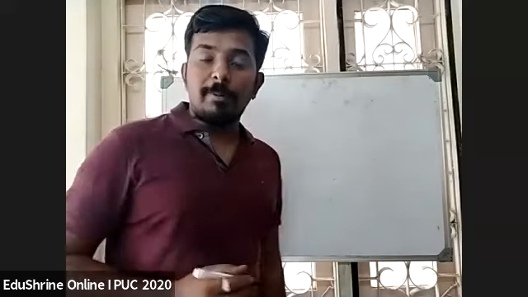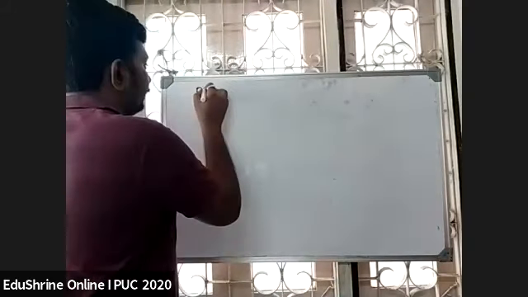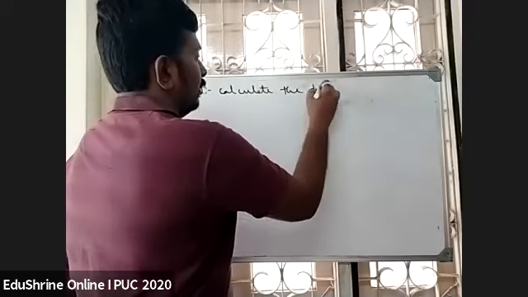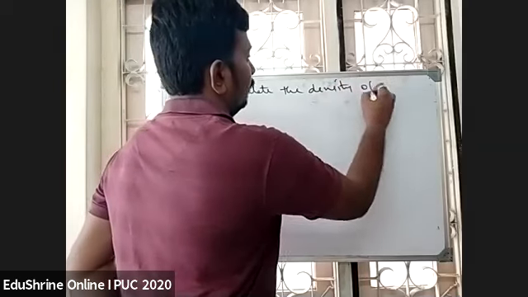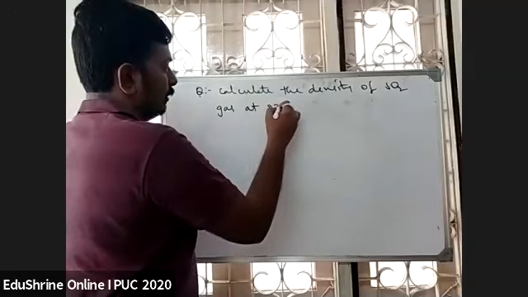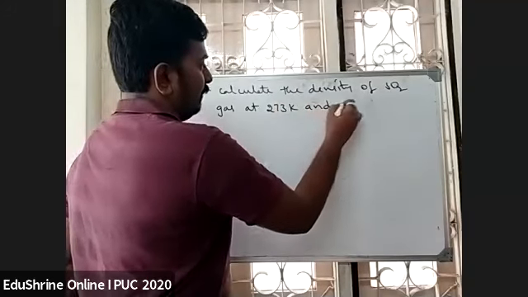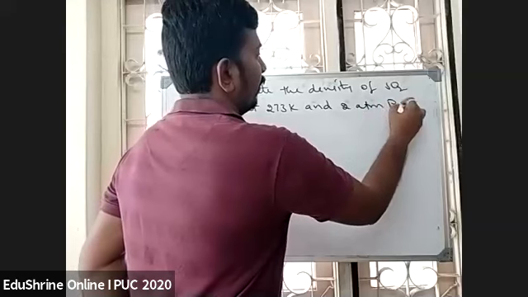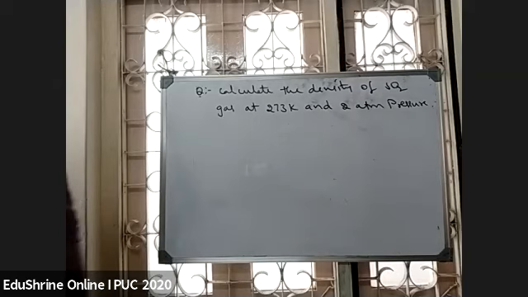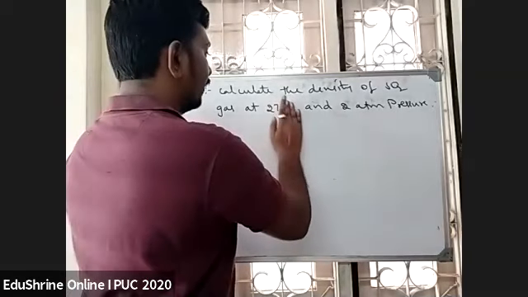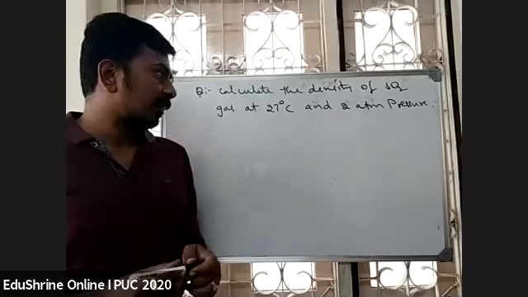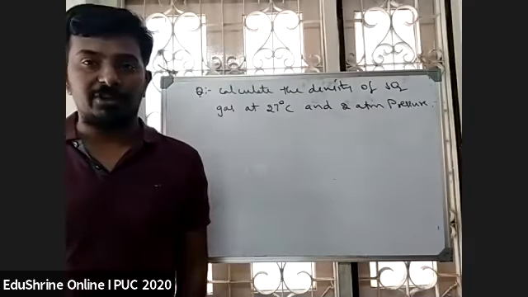So we'll solve one or two problems based on this one. The question is, calculate the density of SO2 gas at 27 degrees centigrade and 2 atm pressure. Calculate the density of SO2 gas at 27 degrees centigrade at 2 atm pressure.